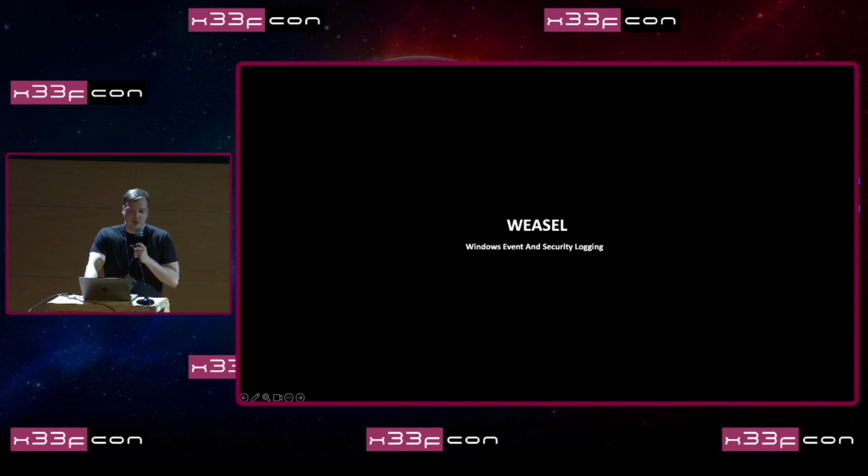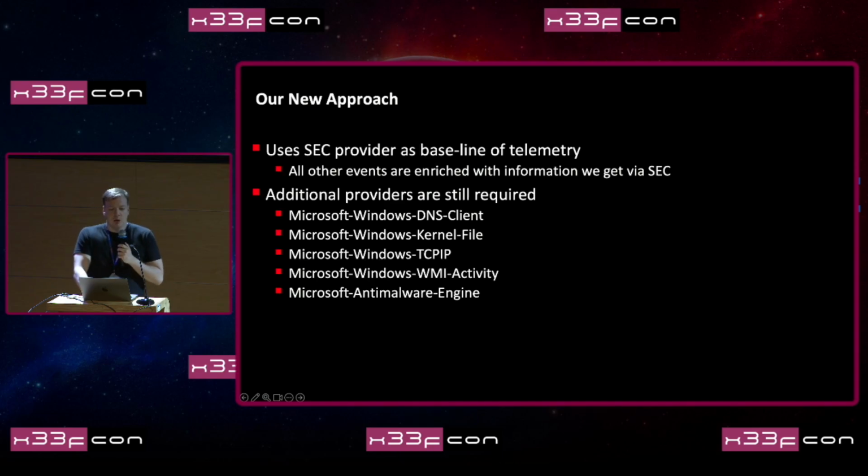Following the research which Philipp was just introducing to you and using the SEC provider, we were able to write our own security logging mechanism, which we call Weasel, which is short for Windows Event and Security Logging. It uses the SEC provider as the baseline of telemetry. So every time there's a process started, we get informed about this using the SEC provider. We get the SHA hash and so on from it. But we're also using additional providers, which we still need for events which are not implemented in the SEC provider. But we enrich those events with information about the respective process, of which we have the information gained via the SEC provider.